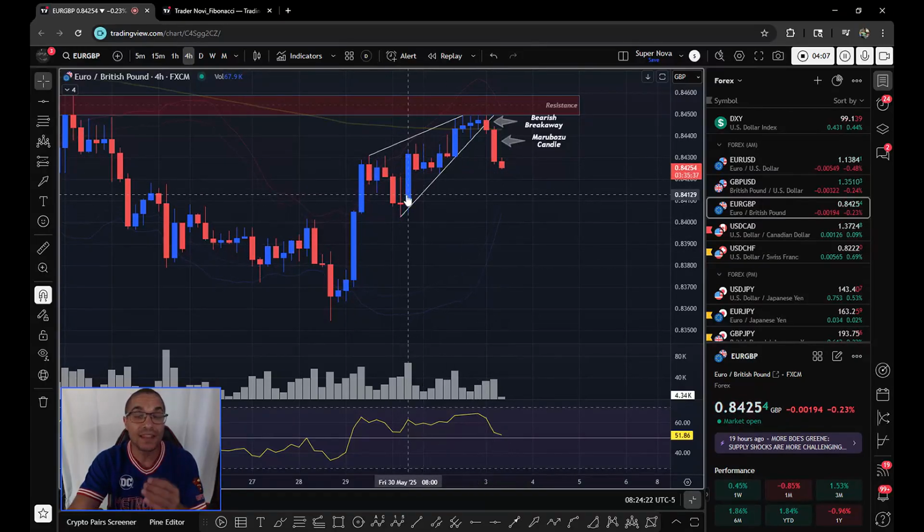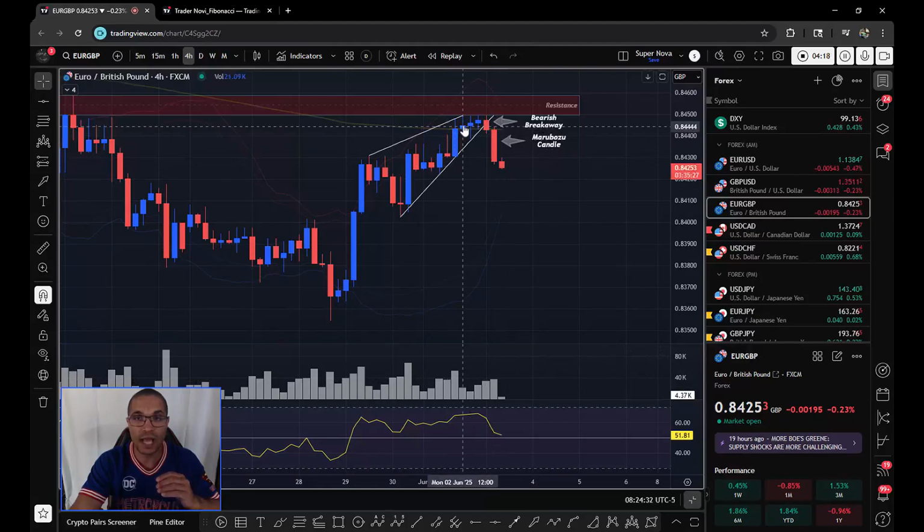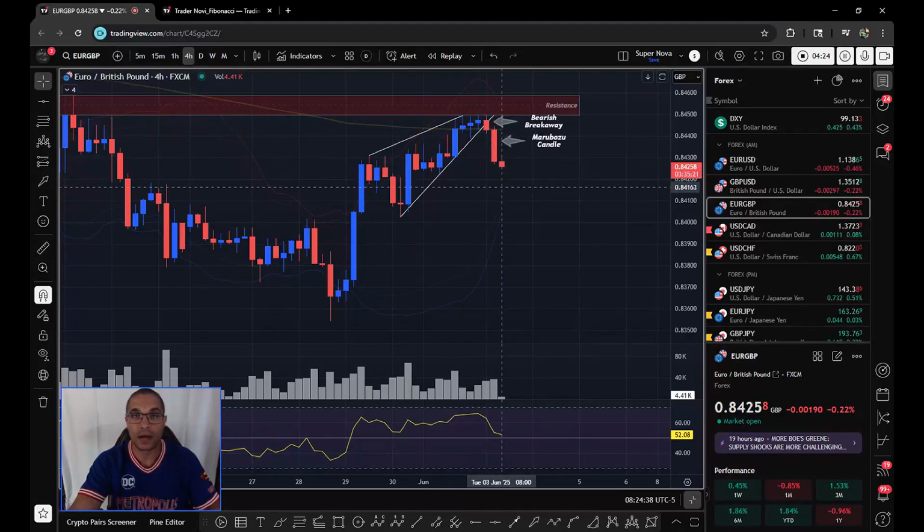Now, in the formation of the rising wedge, if we look at volume, we can see that volume started to decrease, okay, as we got higher and higher to this resistance. Once we skim the resistance, we get that reaction.